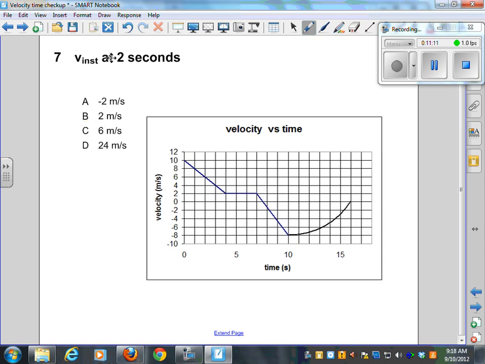Number 7, the V inst at 2 seconds. 2 seconds right there. Once again, it's a straight line. From 10 down to 2 is a drop of minus 8. And from 0 to 4 is 4. That's a negative 2. Looks like for once I've made a multiple choice thing where all of the correct answers are there.